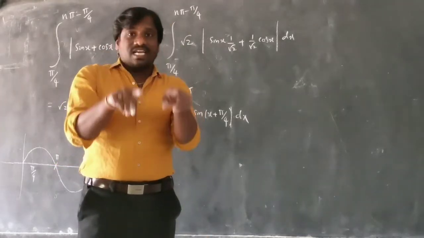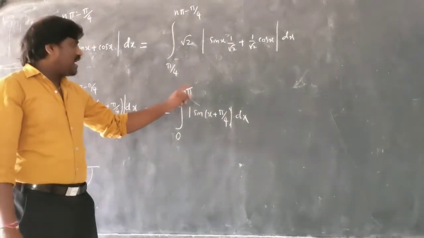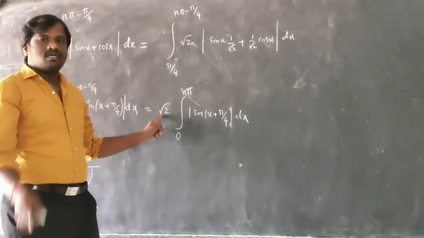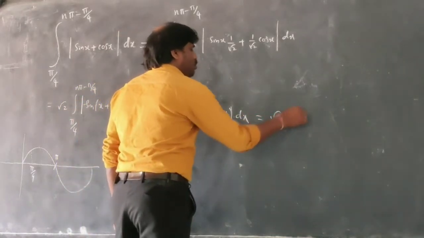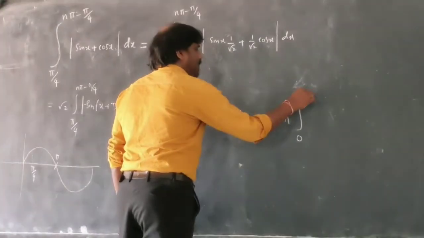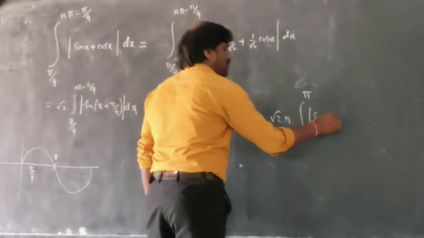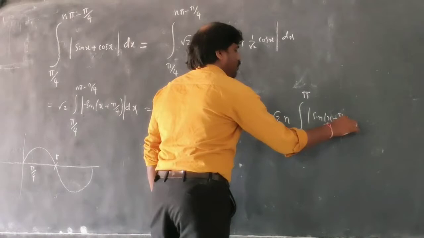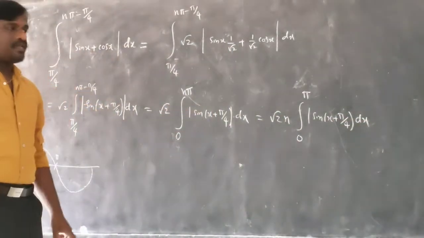Sin x, mod sin x, the period is how much? Pi. So pi is the period. So the period should be kept here, and n should come back. So according to property number 1, root 2n integration 0 to pi, I get the mod of sin x plus pi by 4 dx. This is the way to do this sum.